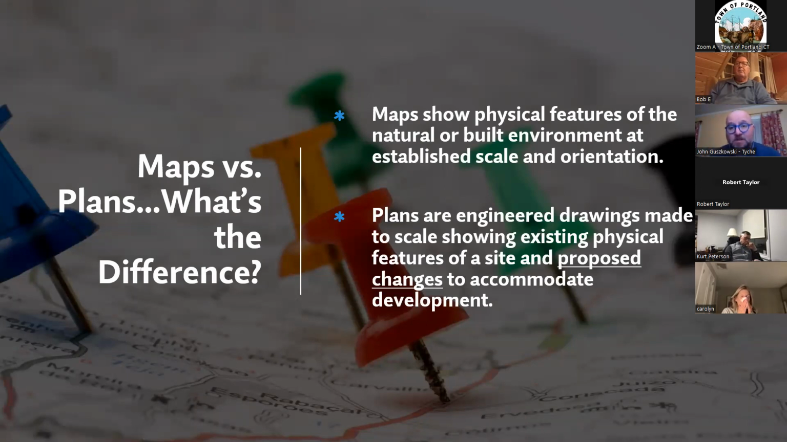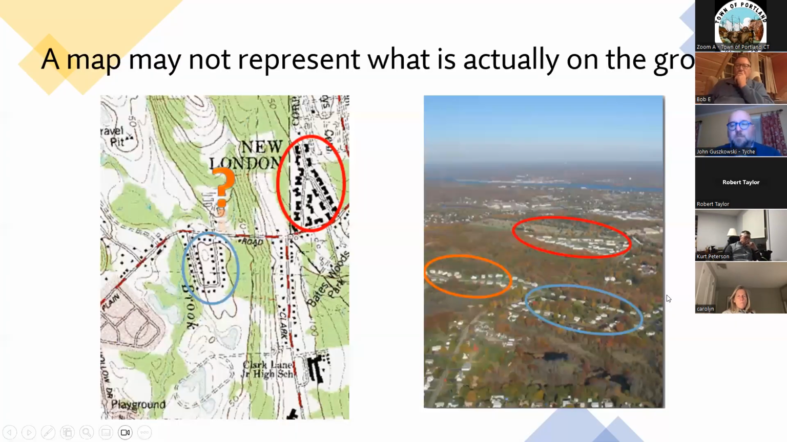They're different things. Maps themselves show physical features of the natural environment at a fixed scale and orientation, north, south, east, west. But plans are what is to be done with the land, what is being proposed, with how things are being adjusted and moved around on a map to represent potential development. And these things are not necessarily always the same thing. And maps aren't necessarily reliable indicators of what's really there.